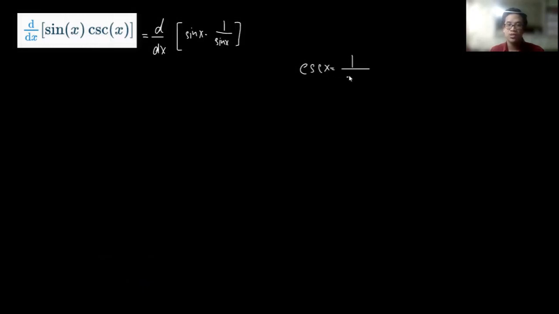However, I'm going to do it in a simple way. As you can see, recall that cosecant x is equal to 1 over sine x, right? I already recalled this to you earlier. So this is just the same as sine x times 1 over sine x. If you want a short recall, cosecant x is equal to 1 over sine x. That's it.